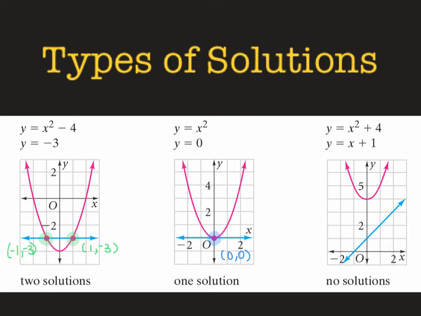Now we do also have instances where we don't have any solutions, and that will happen. So it just means that they'll never intersect, they will never have an equal value, and you can see that on this graph over here, all the way on the right hand side, that this line, no matter how far we go and no matter how far we expand this graph, it will never intersect with this parabola.